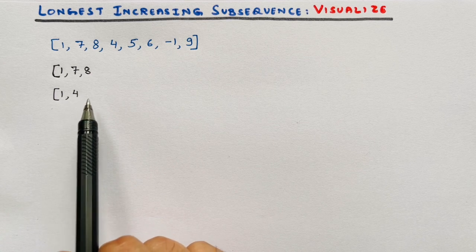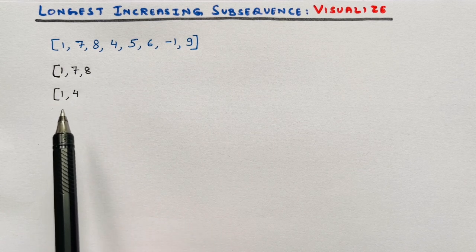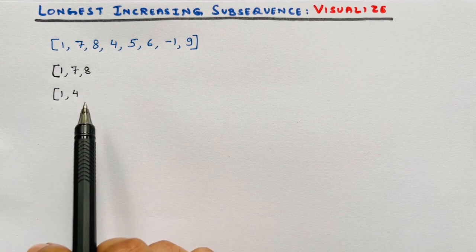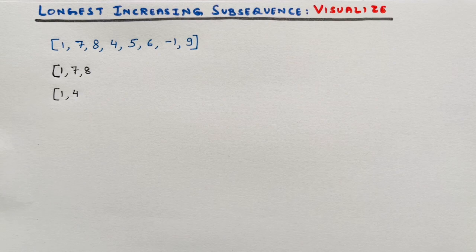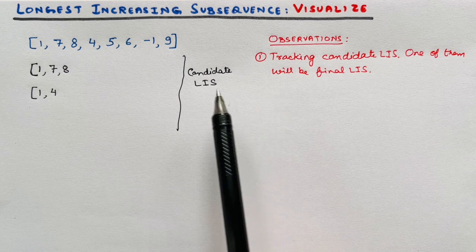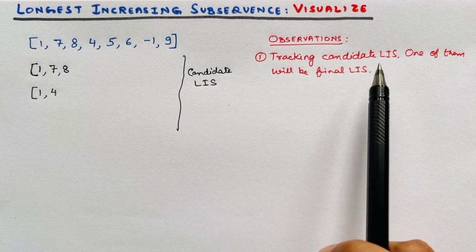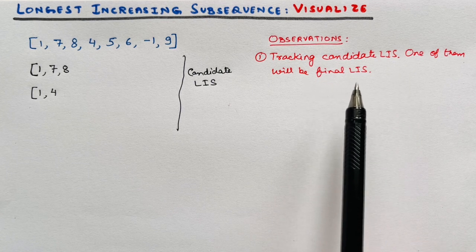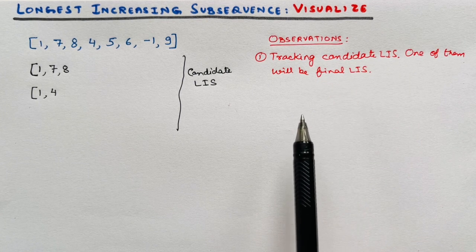So in a way, these two are our candidate longest increasing subsequence. Any of these can become longest increasing subsequences. So here comes our first observation, that as we move forward through the array, we are creating candidate LIS. And then finally, one of them will be our final LIS, which will be our answer.